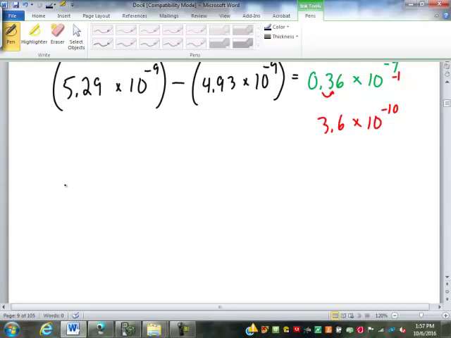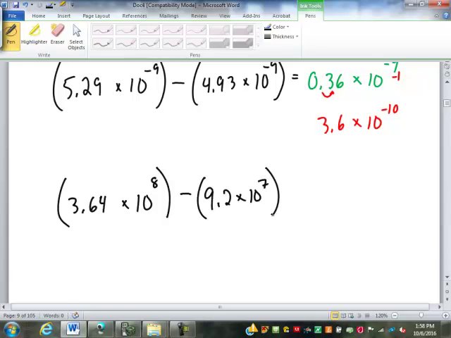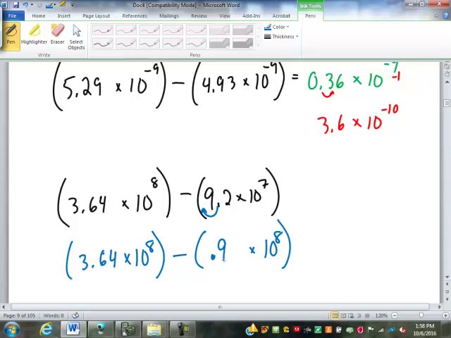Just like with addition, we sometimes might not have the same power. So I have 3.64 times 10 to the 8th minus 9.2 times 10 to the 7th. Just like with addition, it's generally easiest to change them to the larger power, larger name. So the 3.64 times 10 to the 8th is not going to change. This one's going to become times 10 to the 8th. So the power got bigger, the number gets smaller. Power got bigger by 1, number smaller by 1 place value. 0.92. So 3.64 minus 0.92 is 2.72 times 10 to the 8th. Not so bad?